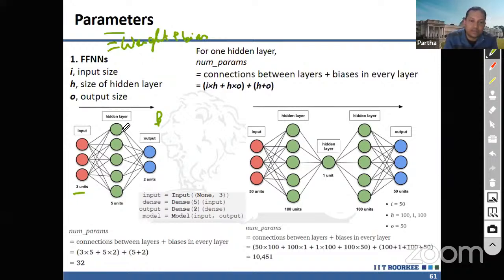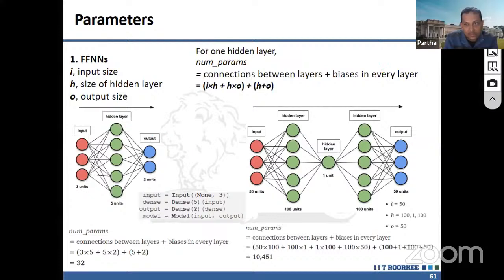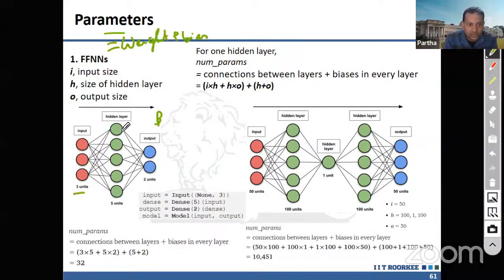If I use 1, 2, 3, 4, 5, and 6, 7 perceptrons, you see that for this perceptron, how many weights will be there? 1, 2, 3. 3 weights and 1 bias. So this one is also having 1 bias. This one is having 1 bias. Each of them is having a bias, and the output is also having a bias.